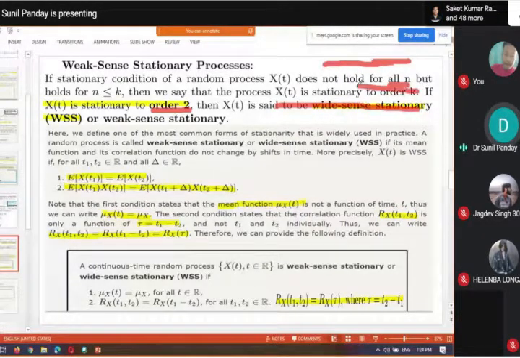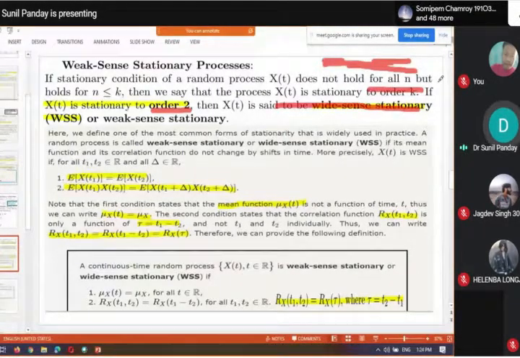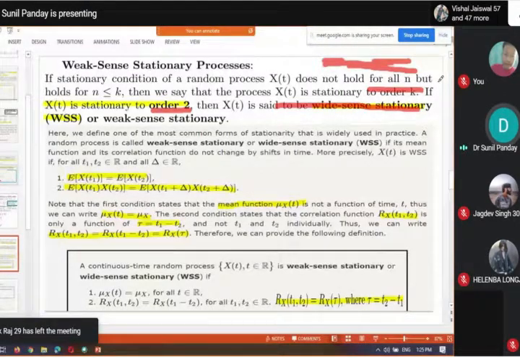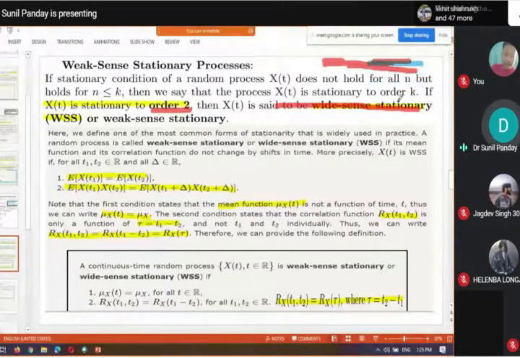If this is true up to a certain number, not all, then Xt is still stationary, but it has order k. So if I'm saying k equal to 5, you can take T1, T2, T3, it's okay. Even T1, T2, T3, T4, T5, it's okay, but it will not be true for T1 through T6. So we are not able to go beyond this. Then we say that it is stationary of order k.